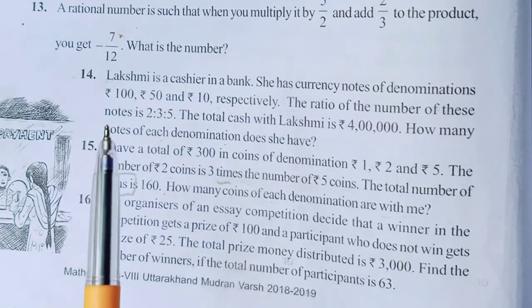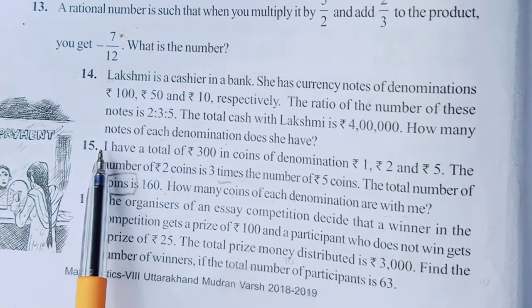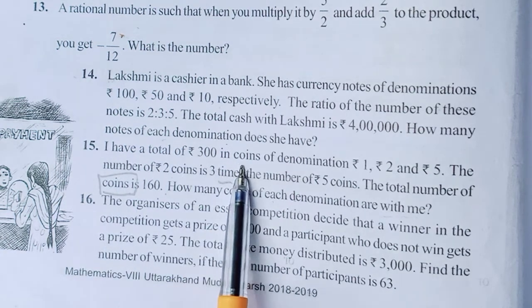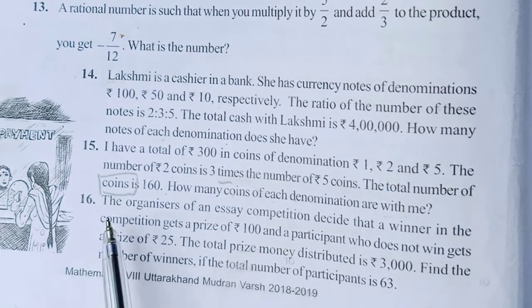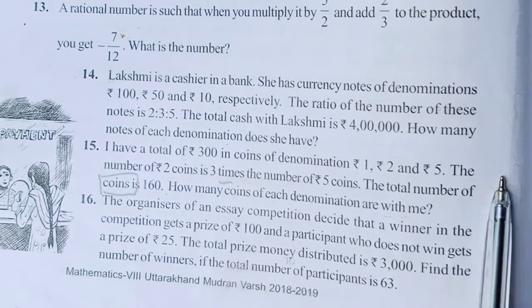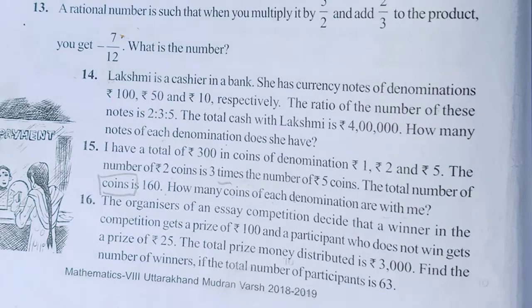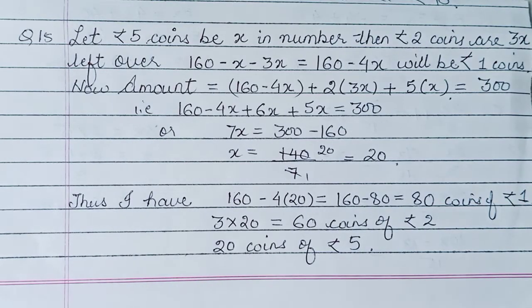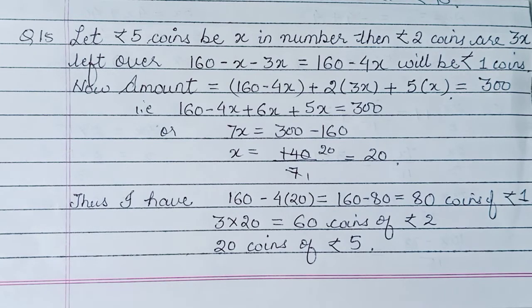Next question is also on the same line. They are saying: I have a total of rupees 300 in coins of denominations rupees 1, 2 and 5 this time, and the number of 2 coins is 3 times the number of 5 coins, and also we know the total number of coins is 160. How many coins of each kind do we have? So what do I need to do for this one now? See, it told us to find the number of 2 coins in terms of the number of rupees 5 coins.